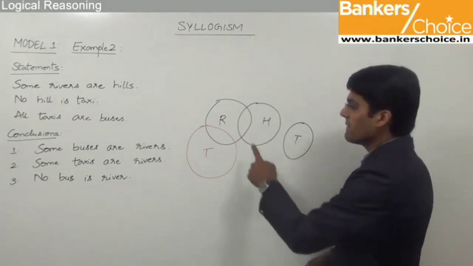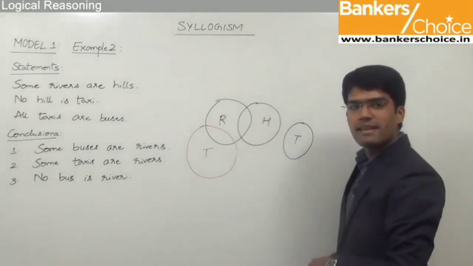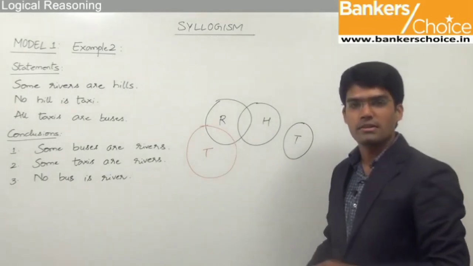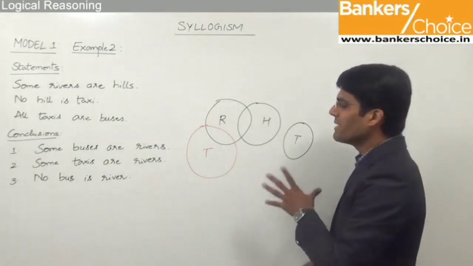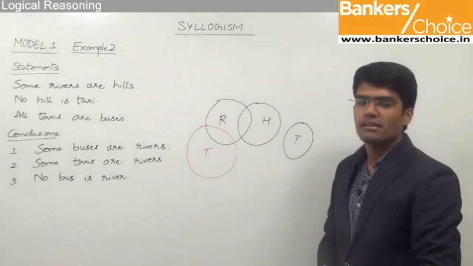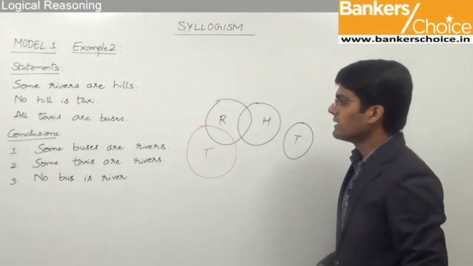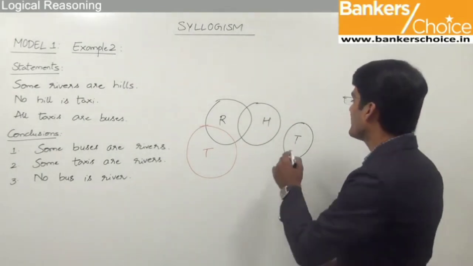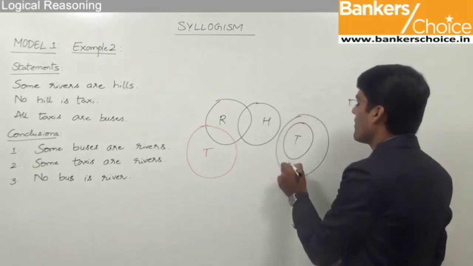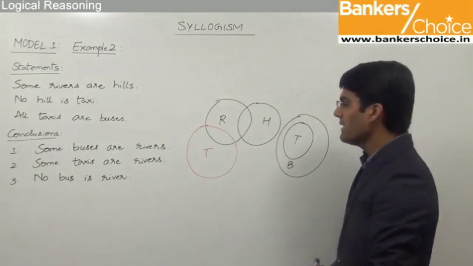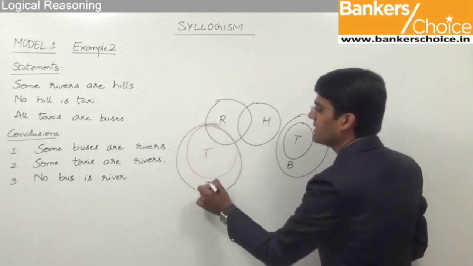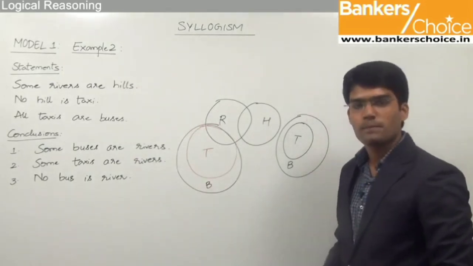The only difference here is in the first case, there is no overlapping between rivers and taxis. But in the second case, we find that taxis and rivers overlap each other. So that is how, while drawing the basic diagram itself, we need to visualize the various other possibilities. The third statement here is all taxis are buses. So all taxis are buses can be taken in this way. If we try to take all taxis are buses here, it can be taken as shown. So these are the taxis which are buses.